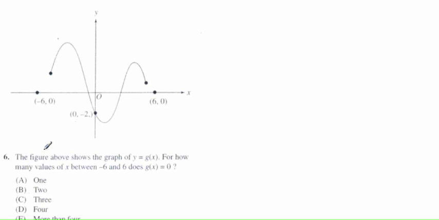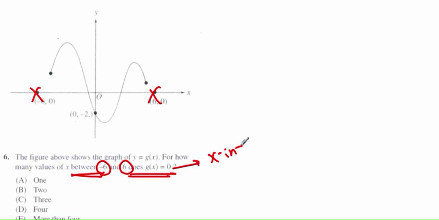All right, so let's look at number 6. The word between is actually quite important. Between doesn't include the endpoint. So therefore, negative 6 and positive 6 cannot be part of it. The fact that g of x equals 0 implies the x-intercept. Then how many x-intercepts do we have? One right over here, and this is the second one. Therefore, the answer is 2.